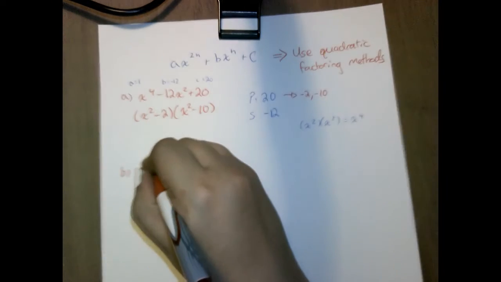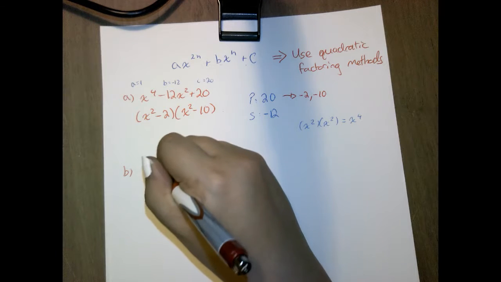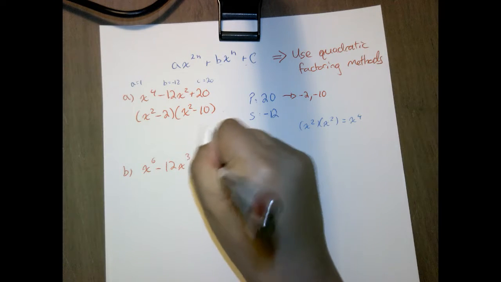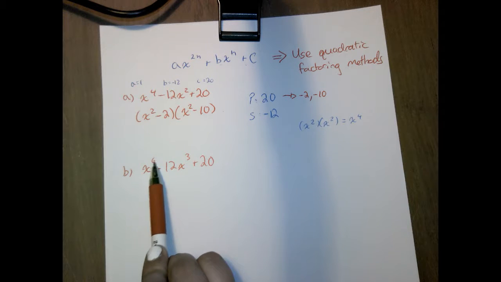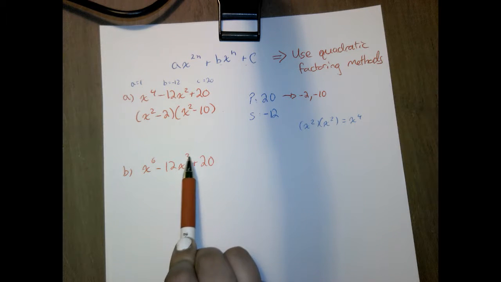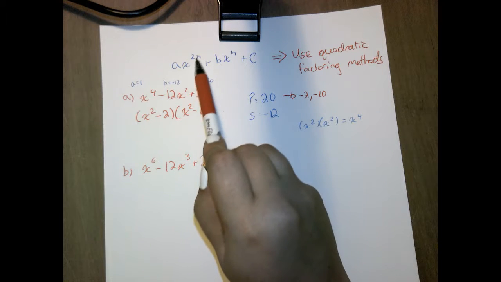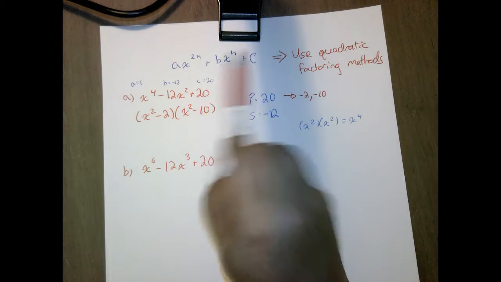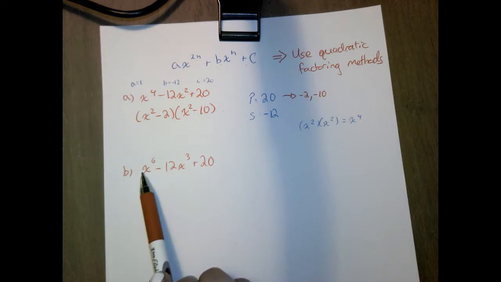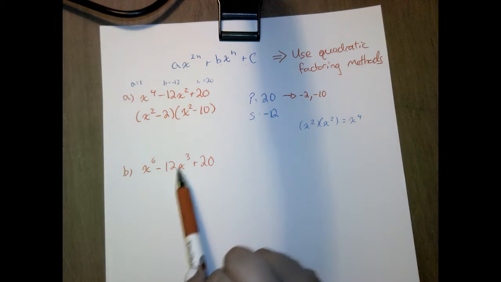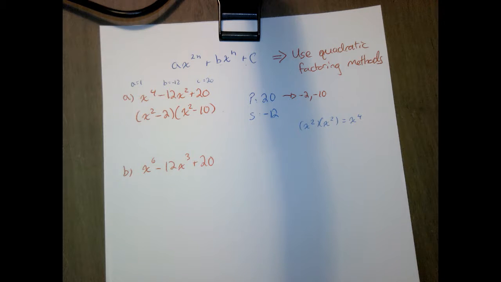And similarly, let's look at another example that's very similar to this one, only instead of it being x to the power 4, let's say it's x to the 6, minus 12x to the 3, plus 20. So notice that my exponent in the first term is twice that of my exponent in the second term. And that's what I meant when I was saying ax to the 2n. So let's say my n was 3. Ax to the 2n would be x to the 6, right? And bx to the n would just be negative 12x cubed, right?